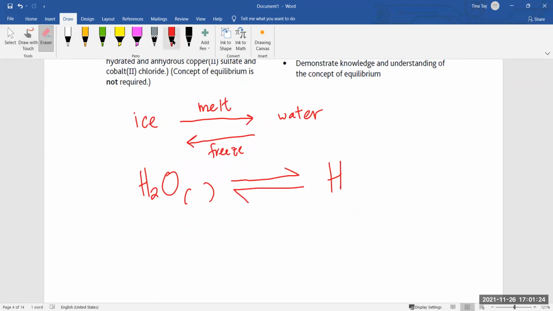Sorry, it's not ice. I started with ice. Ice is solid. It becomes water in liquid form. This is reversible. Can you write this down? So this arrow represents reversible.